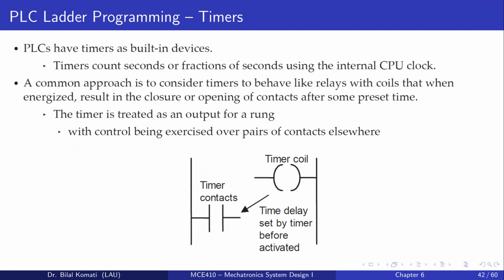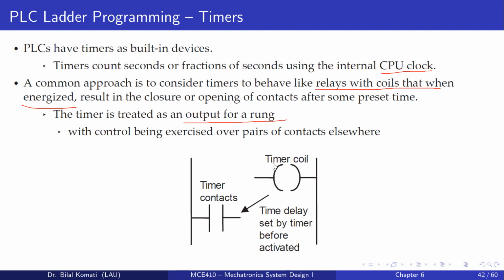Okay, so the timer is one of, as we mentioned, the function boxes that are implemented inside the PLC. So PLCs have timers as built-in devices, and the timers count seconds or fractions of seconds using the internal CPU clock. A common approach is to consider timers to behave like relays with coils that, when energized, result in the closure or opening of contacts after some preset time. So this is the idea. And the timer is treated as an output, with control being exercised over pairs of contacts elsewhere.